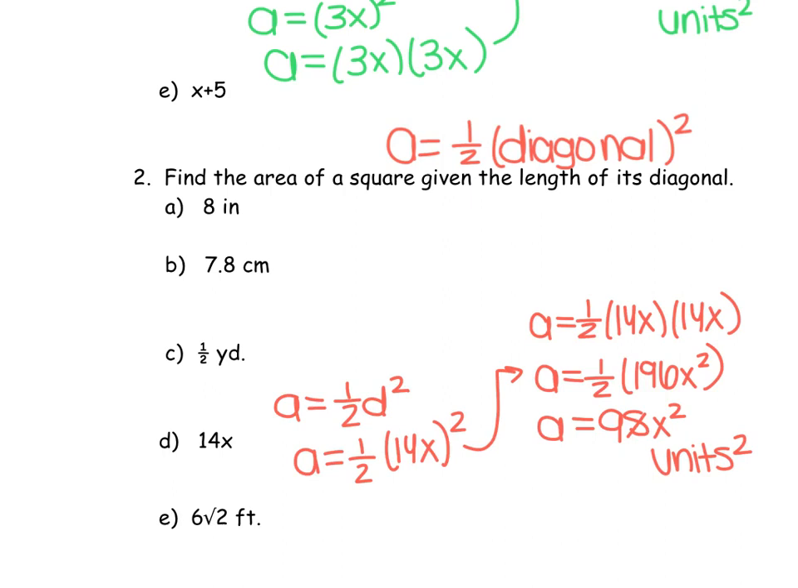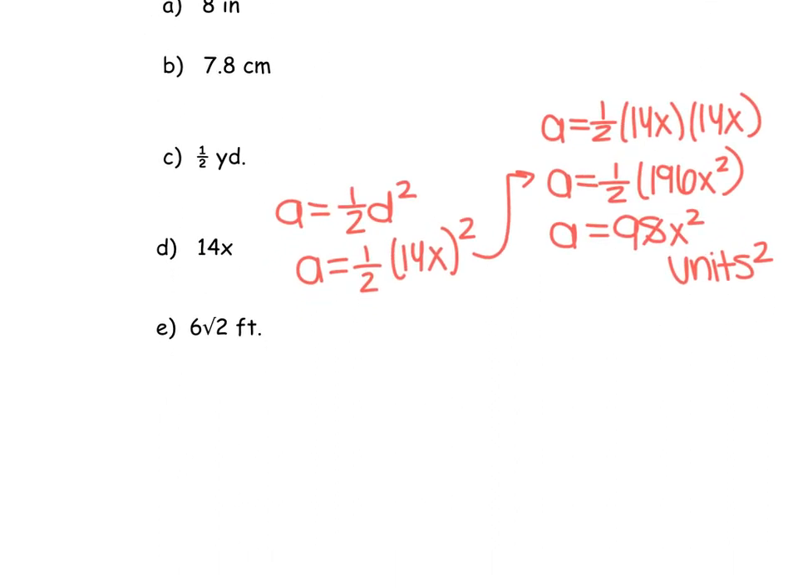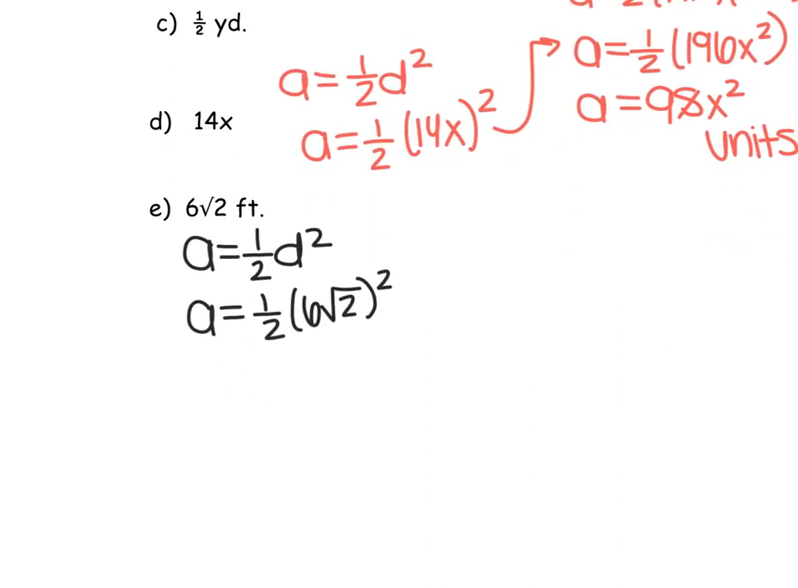The last one I want to go over for number 2 is going to be letter E. So I'm going to write out the area formula. Again, remember, it's not just the radical 2 that's squared. Sorry guys, it's also the 6 as well. If we write it out the long way, sometimes it makes it a little bit easier to see why that is.